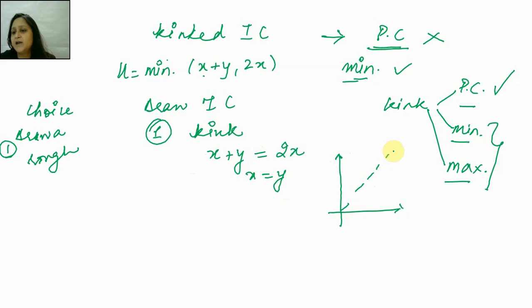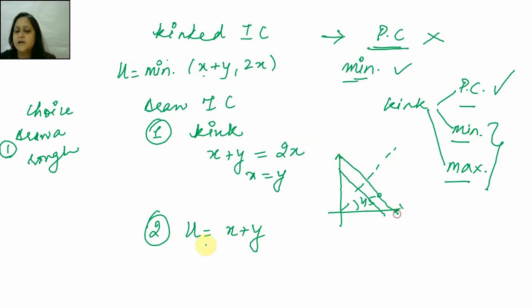My kinks are lying on a 45-degree line. ठीक है? Step 2, put u to be equal to x plus y, which is your perfect substitutes curves. And step 3, put u to be equal to 2x, which are my straight लाइन्स.